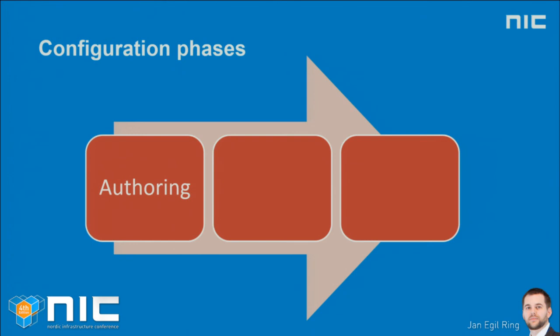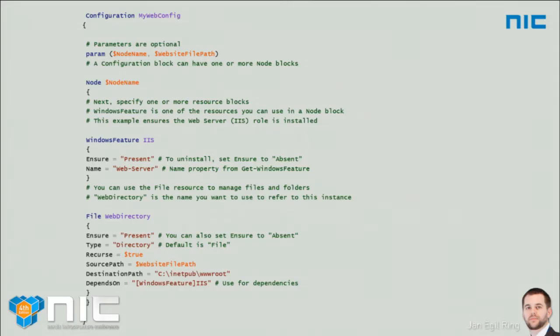The DSC configuration can be applied as well. So here is an example of an authored configuration, which looks a little bit like what we saw earlier, where we state, for instance, WindowsFeature there. That's the DSC resource that will handle Windows features and roles. There we state that we want the web server or the IIS role to be present. We can also set it to absent if we don't want to have it there.